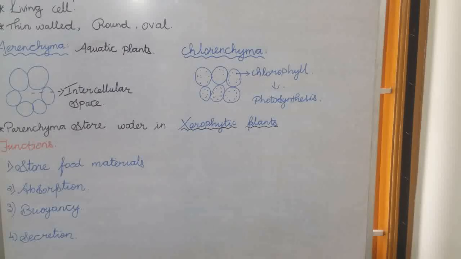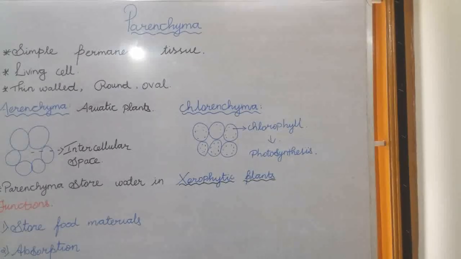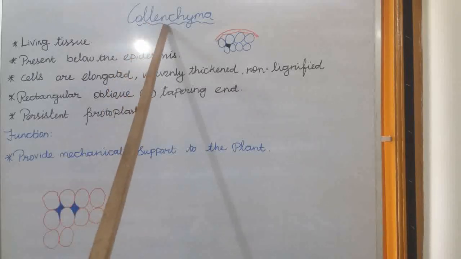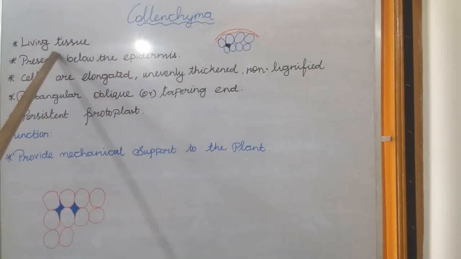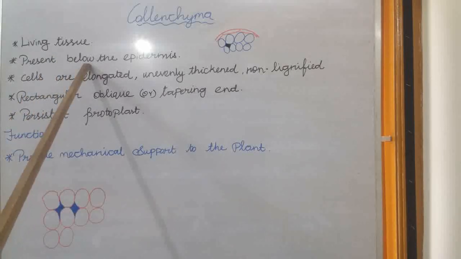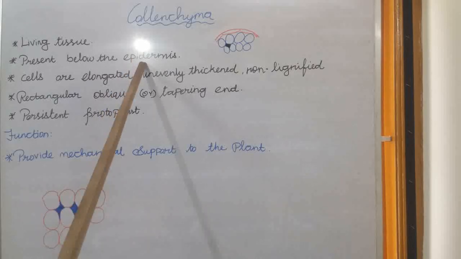So parenchyma is completed. Next we will go to the next type of tissue. Collenchyma. So, the characteristic features of the collenchyma. What is the first characteristic feature? It is a living tissue. So collenchyma is a living tissue. Where is it located? It is present below the epidermis. Do you know about the epidermis?